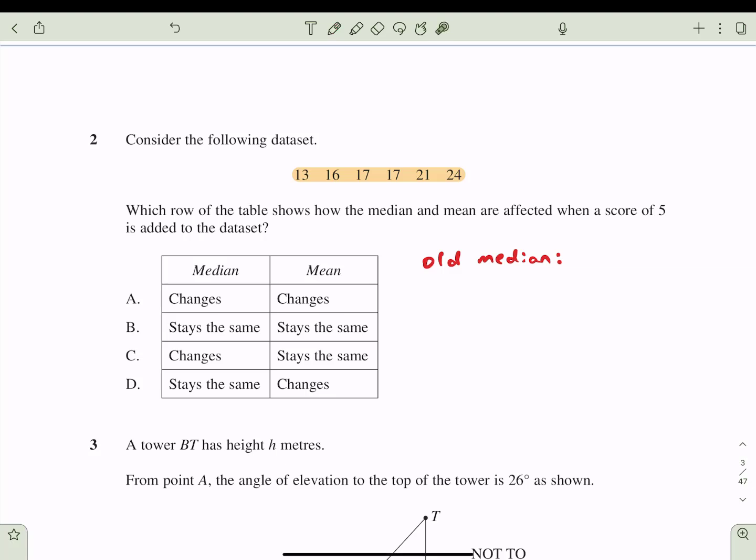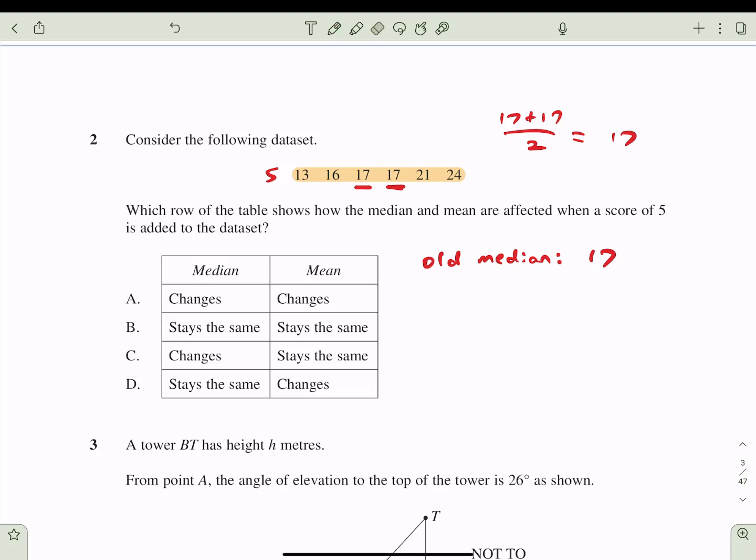So when I want to find the old median, we should notice first that there is an even number of values. And if there are an even number of data values, the median has to be the average of the middle two. And the middle two numbers are 17 and 17. So the average of 17 and 17 is still going to be 17. So my old median is still 17.